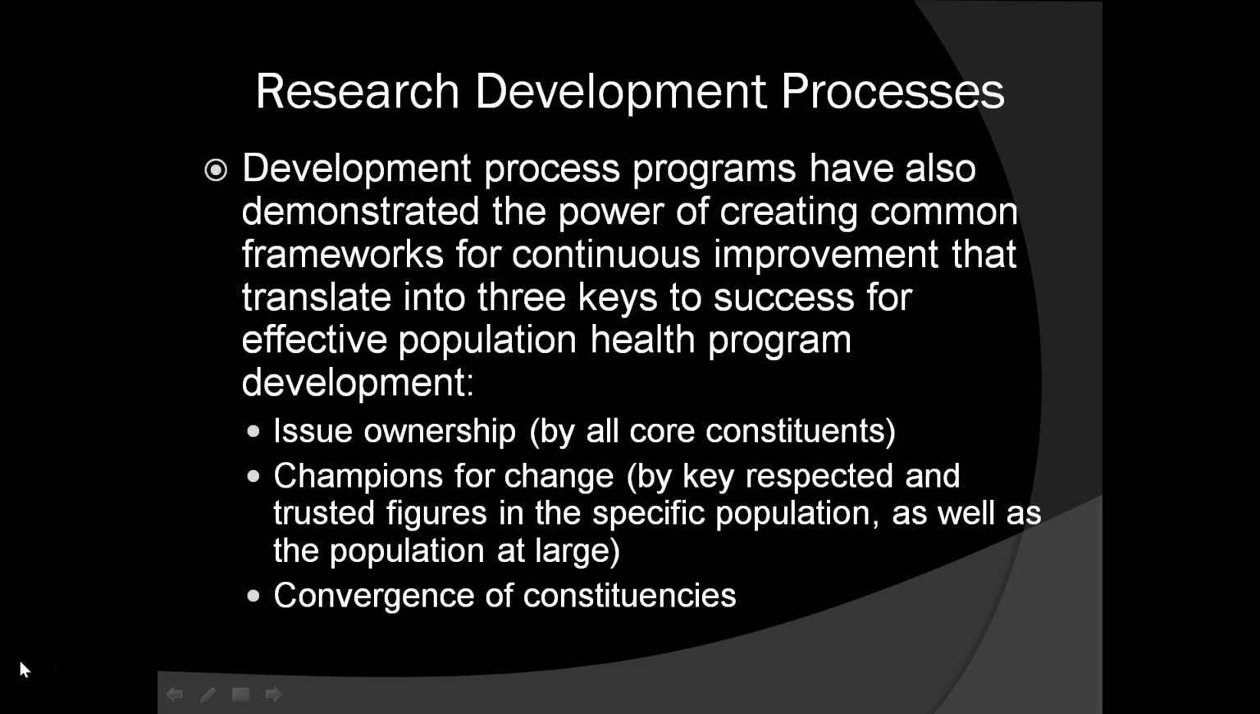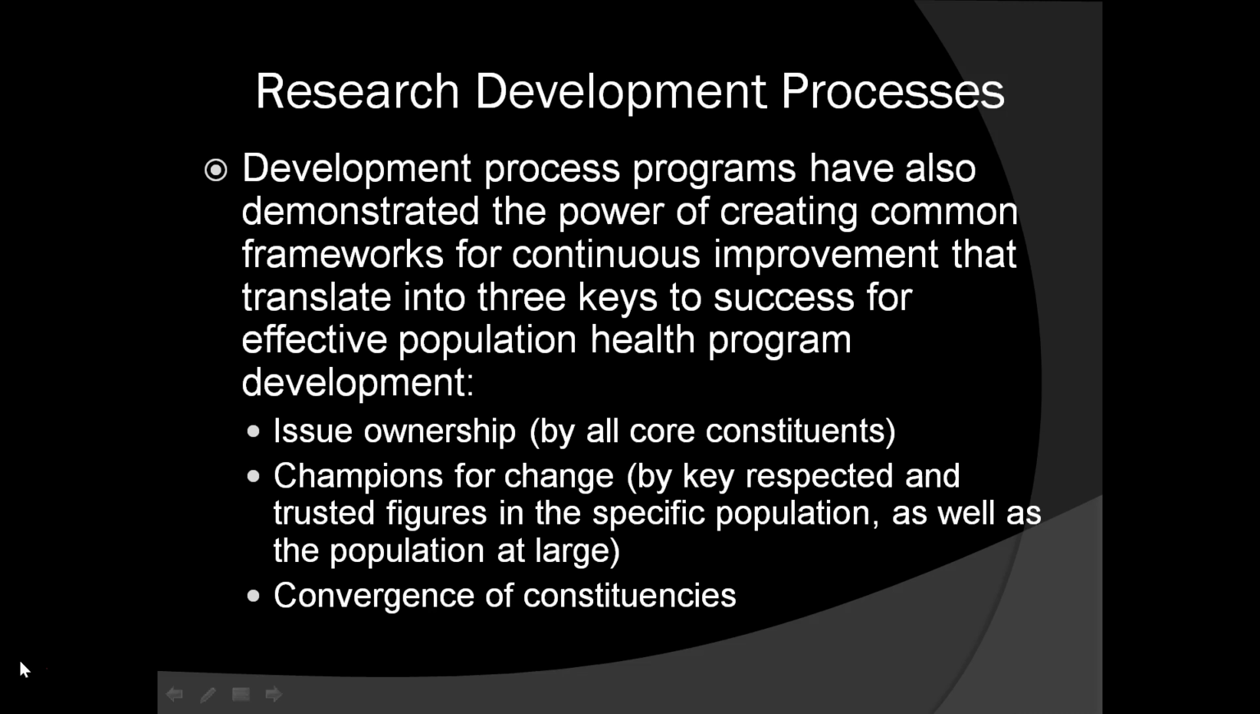First, you have the issue ownership by all core constituents. Now here, research must be compelling and accessible and made relevant to each participant in order to develop true ownership and collaboration. And then you've got champions for change. Now, these are key respected and trusted figures in the specific population as well as the population at large. So what gets measured gets done or improved. Research efforts must be made clear, compelling, accessible, and relevant to each key champion.